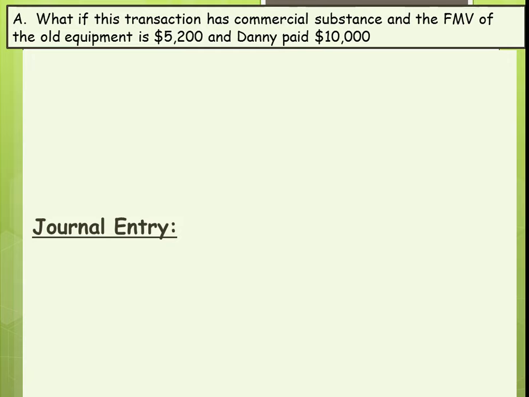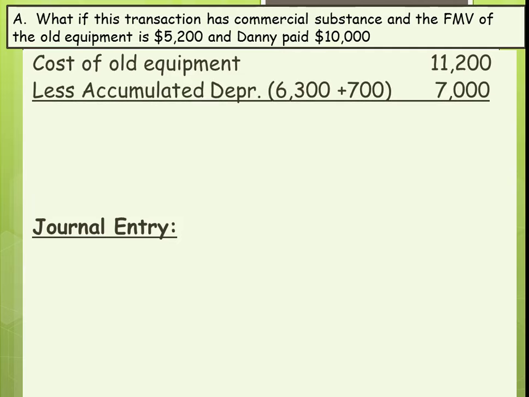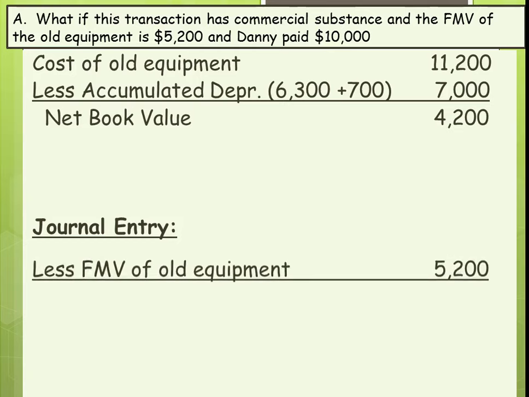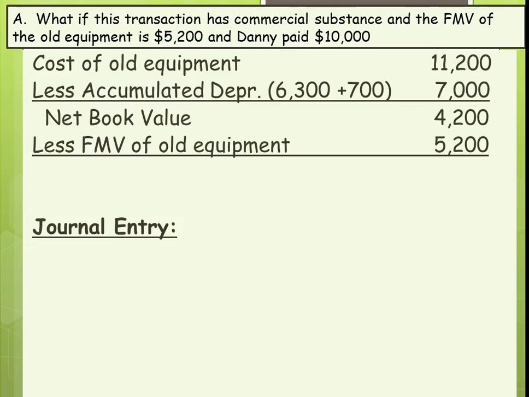So, in our example, again, the transaction has commercial substance, the fair market value of the old equipment is $5,200, and Danny paid $10,000. The cost of the old equipment is $11,200, less accumulated depreciation, which is the $6,300 plus the additional $700 that we booked. That gives us a net book value of $4,200, less the fair market value of the old equipment, which tells us we had a gain on exchange of $1,000, and since this has commercial substance, we can book the whole gain.